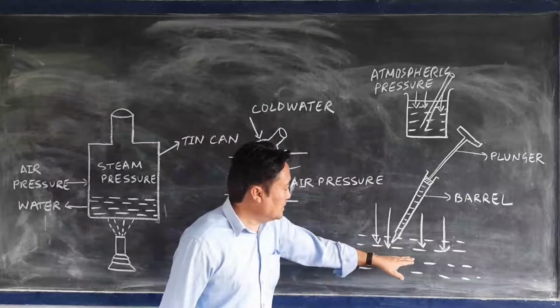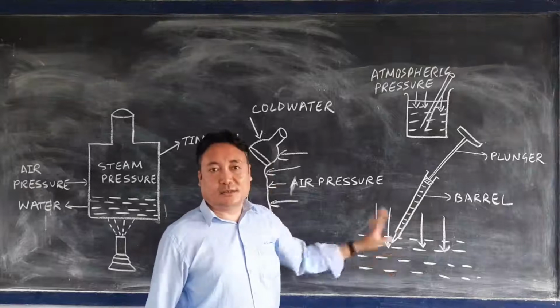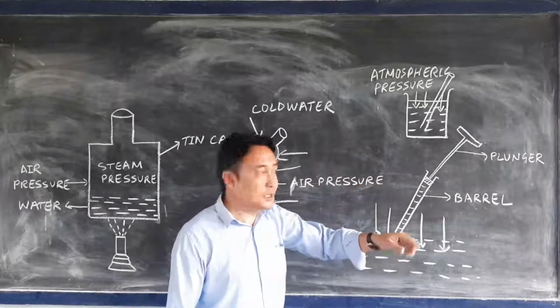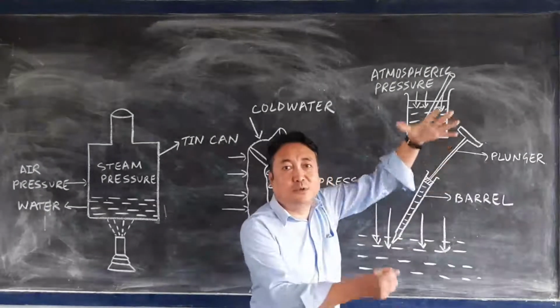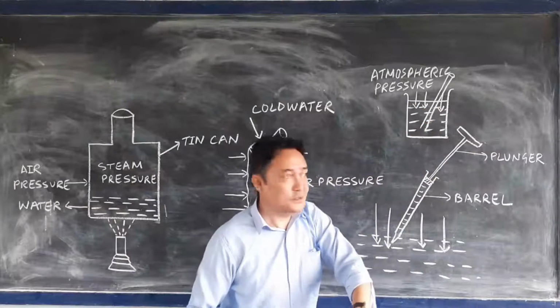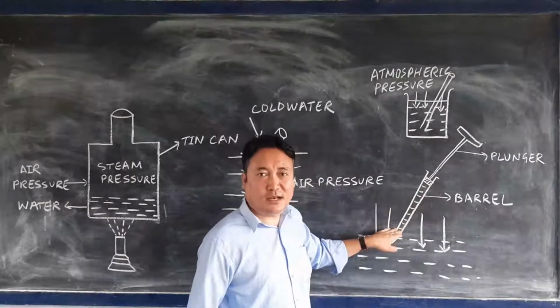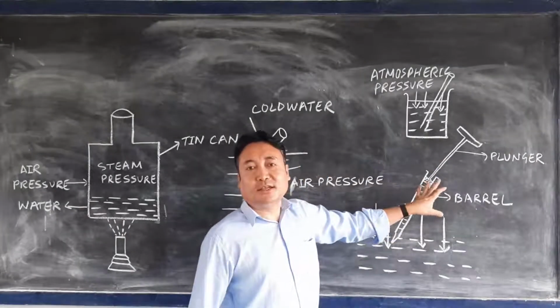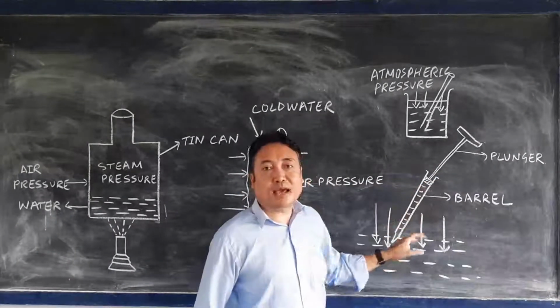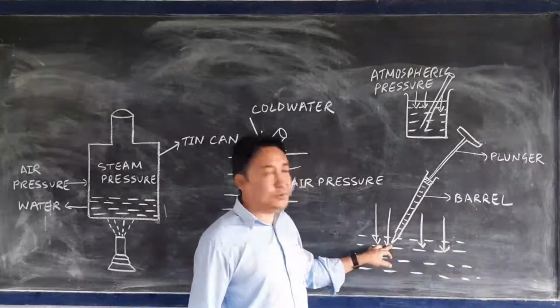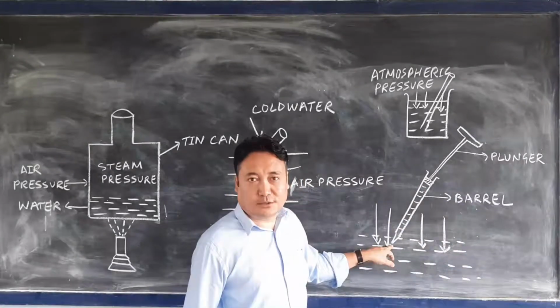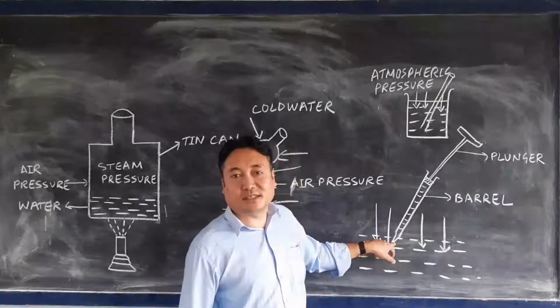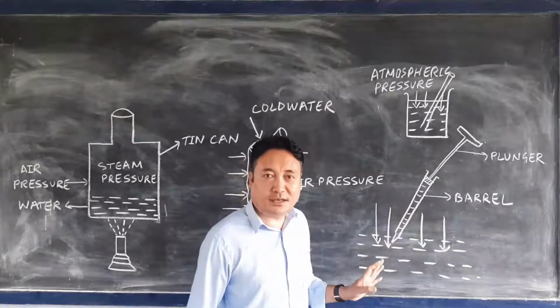Now these syringes are dipped inside the liquid. Before that, we will press the plunger down. And what will happen when you press the plunger down? The air inside the barrel will come out through the tip of the syringe. Through the tip of the syringe, the air will come out. There is no air. Okay?